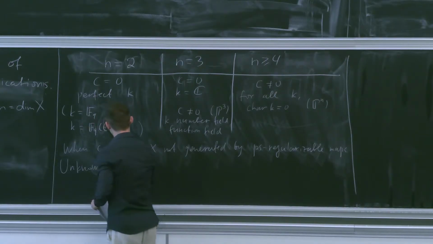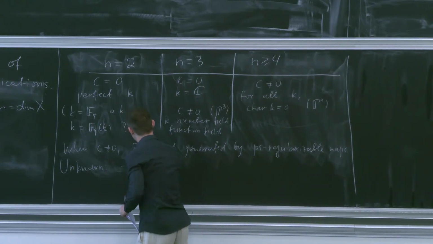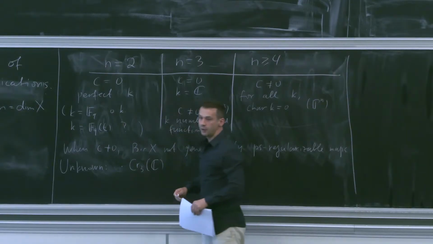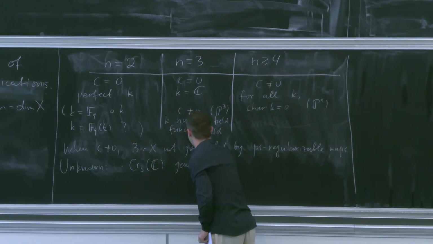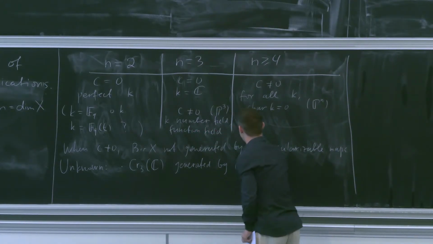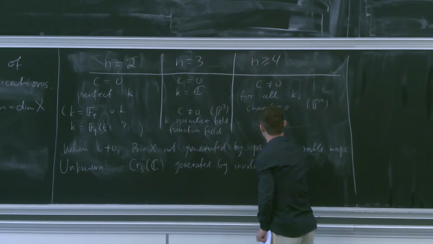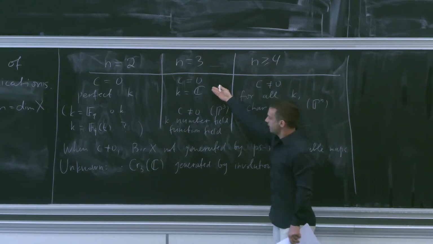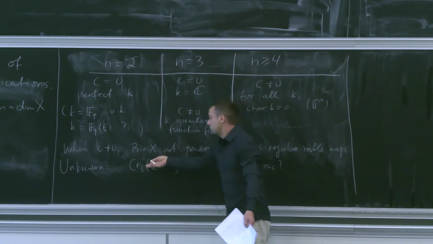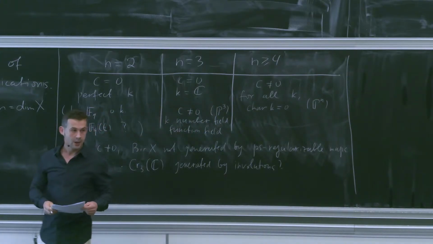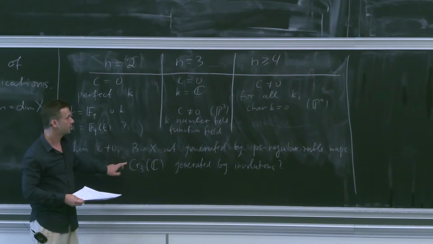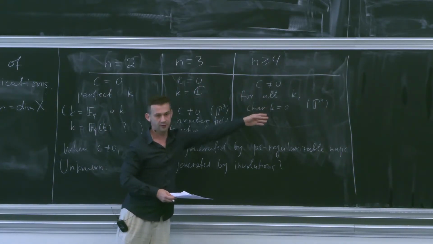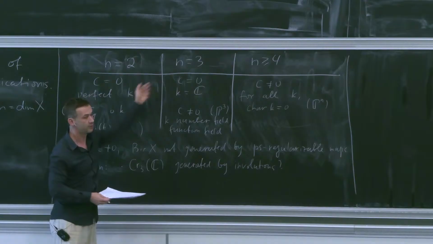The main open question here is Cremona 3, over C. What we don't know is whether it's generated by involutions, for example, or not, or other types of elements like this. We don't have any obstruction, it's just unknown. This is the main thing we'd like to know, because for Cremona 4 and higher, it's one thing, Cremona 2 is another thing, and Cremona 3 is not clear.